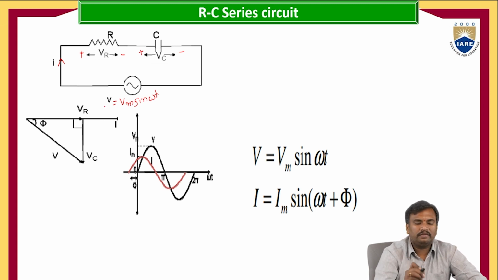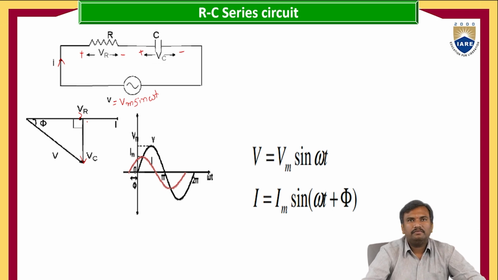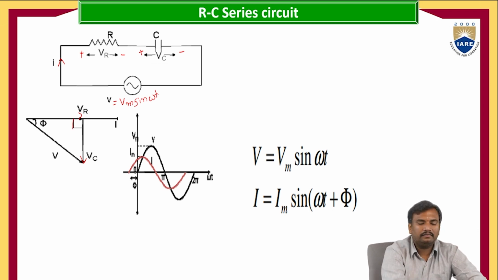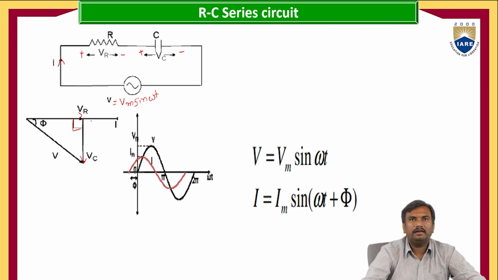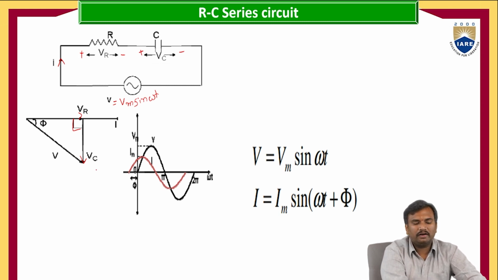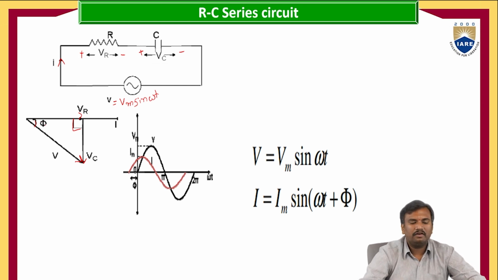Here first let us go with the phasor diagram. In the phasor diagram, we draw VR, and the capacitance voltage will be lagging behind VR by 90 degrees. So the resultant voltage will be this, with the phase angle of phi.